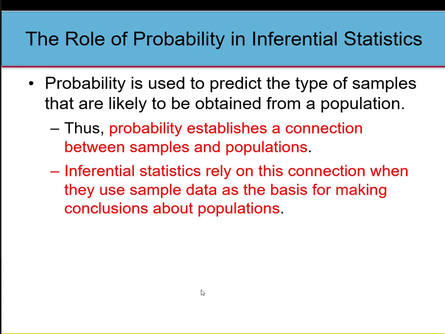The population is too large. And we use our samples to be representative of the population, and we just do our data collection from a smaller sample to represent the entire population. So inferential statistics relies on this connection when they use sample data as the basis for making conclusions about populations.